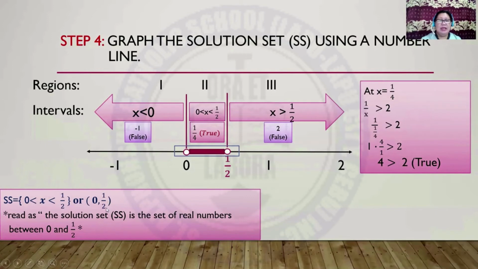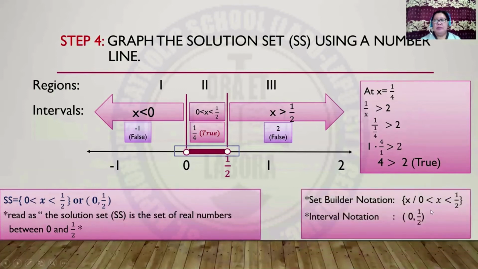parentheses to indicate that 0 and 1/2 are not included, so (0, 1/2). This portion is read as the solution set is the set of real numbers between 0 and 1/2. Take note, if you will write in this form, this is the set builder notation. If you are writing in this form, we call this interval notation. Do you have questions? If there is none, let's proceed.